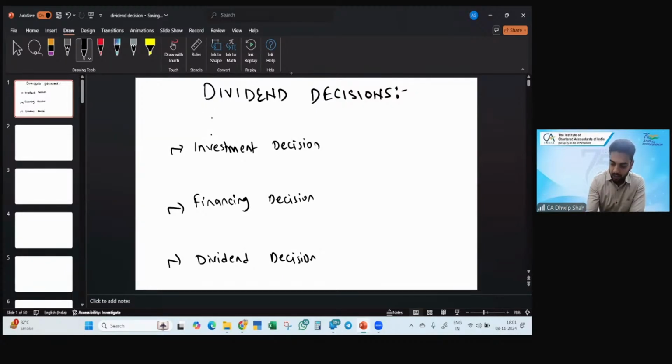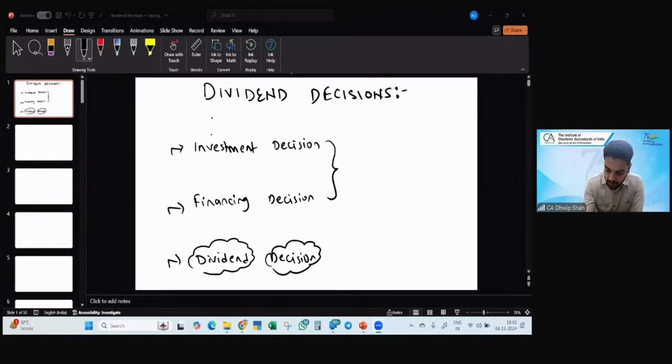Correct? Investment decision and financing decision are already covered. Investment decision is already covered, financing decision maybe it would get covered, or I don't know whether it is already covered or not. But today we would be just focusing on this dividend decision concept. Okay?